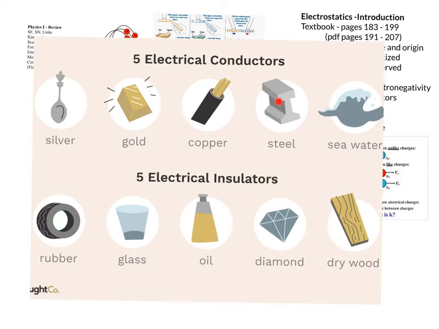Seawater is not a great conductor, but they are conductors, especially because of the salt, right? Those are ions, charged particles in the water. It makes it a better conductor. Rubber, glass, most forms of oil, diamond, wood, and another common insulator is plastic, which is also not on here. So those are just examples of conductors and insulators that you're familiar with.